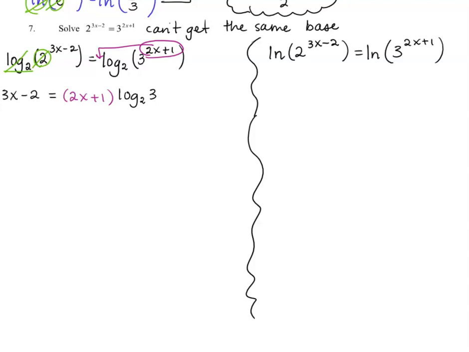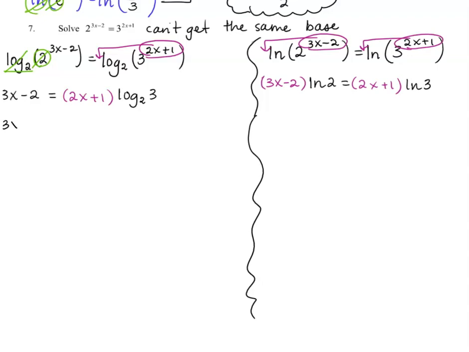If I use natural log here on the right side, nothing's going to cancel out. We're just going to be able to use the power rule on both sides of this equation, giving us 3x minus 2 in front of a natural log of 2 and 2x plus 1 in front of a natural log of 3. Now, in both cases, we have to come in and distribute.